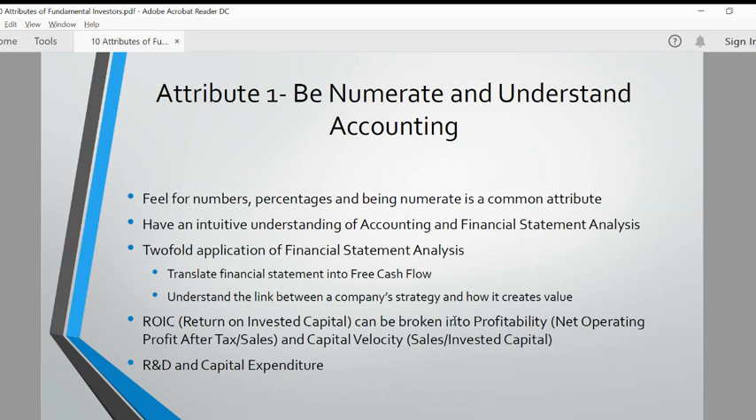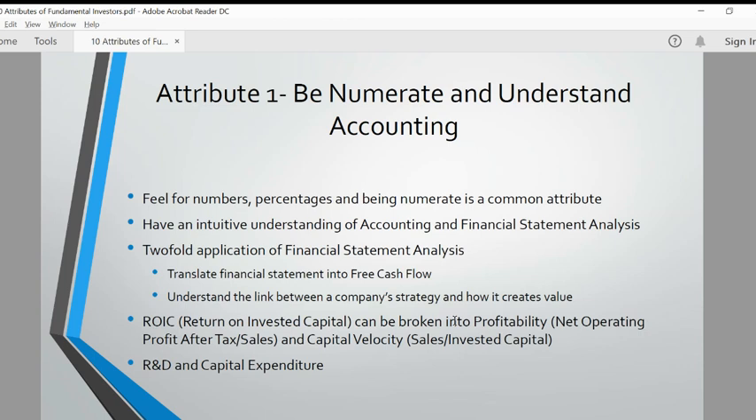So, attribute number one is titled Be Numerate and Understand Accounting. So, what does this mean? Great investors tend to have a feel for numbers and percentages, and being numerate is a common attribute of good investors. Having an intuitive understanding of accounting and financial statement analysis is a primary thing which a great investor has.